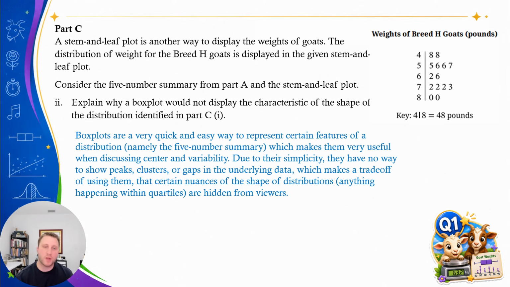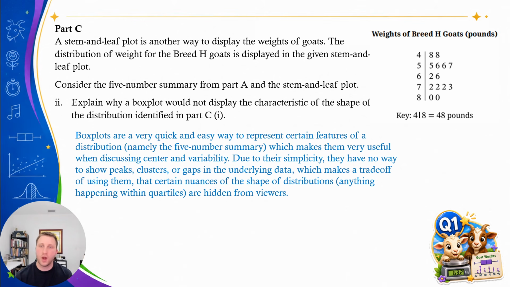And I said box plots are a very quick and easy way to represent certain features of a distribution, namely the 5-number summary, which makes them very useful when discussing center and spread. But due to their simplicity, they have no way to show certain things like peaks, clusters, or gaps in the underlying data, which makes a trade-off of using them, that certain nuances of the shape of the distribution are hidden from viewers. In this case, anything happening between quartiles, like the bimodality of this graph, you cannot see.